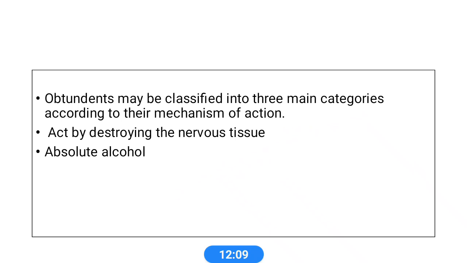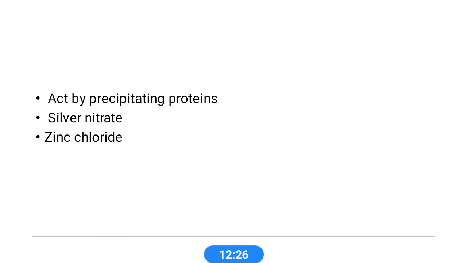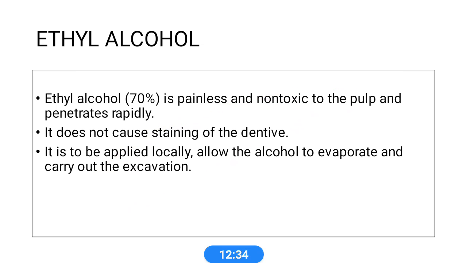Obtundants may be classified in 3 main categories according to their mechanism of action. One acts by destroying the nervous tissues, an example is absolute alcohol. Another acts by paralyzing the sensory nerve endings, for example phenacresol, benzyl alcohol, camphor, thymol, menthol, clove oil. Some act by precipitating proteins, for example silver nitrate and zinc chloride. Ethyl alcohol 70% is painless and non-toxic to the pulp and penetrates rapidly. This does not cause staining of the dentin.